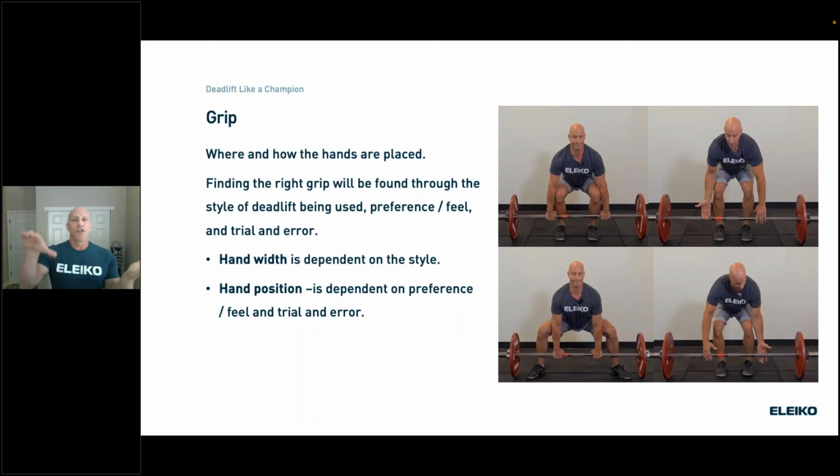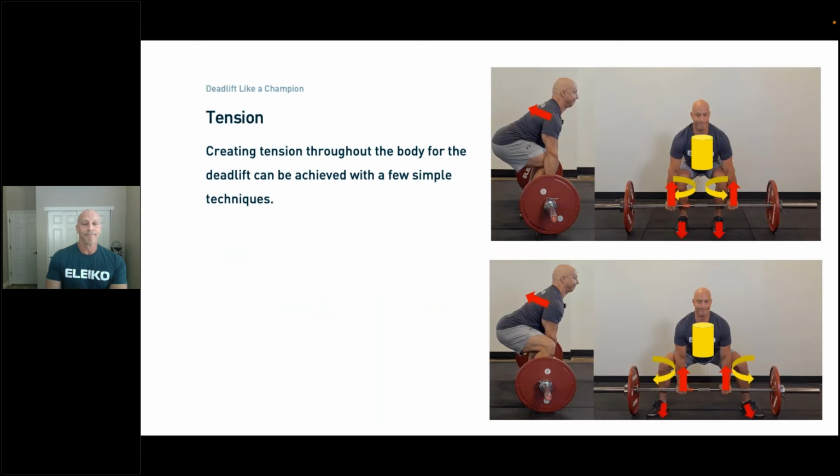So, and then there's the over-under. Some people go left under, right over. Some people do just the opposite, right under, left over. So those are the three basic ways: double, left, right. And that's going to be a feel and preference. So figure out which one you like, or which one the person that you're training prefers.